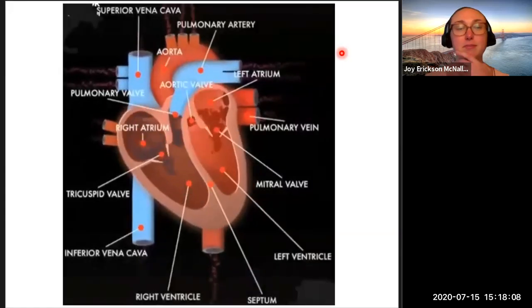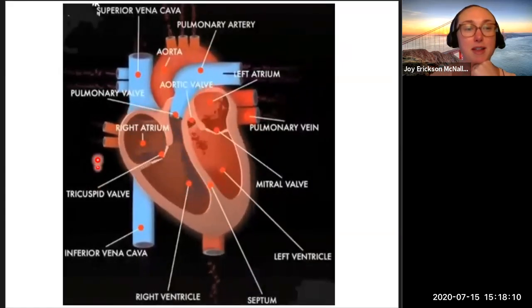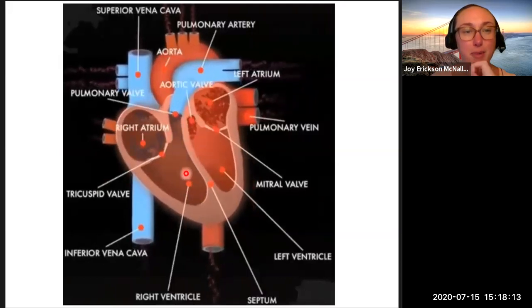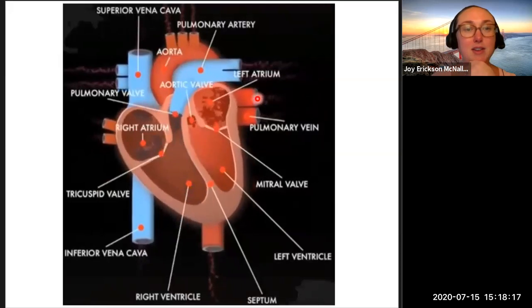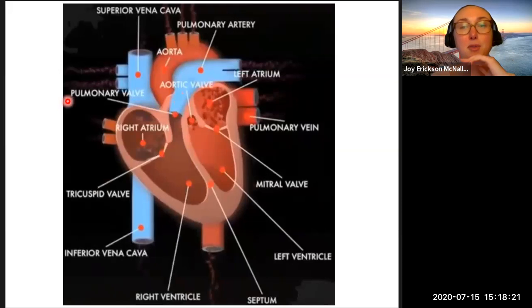Oh, there it goes. So you can see coming in the right atrium, release to the ventricle, pumping through the right ventricle, coming back into the left atrium, flowing into the left ventricle, and then pumping through the rest of the body. So I guess it did work. So I will not post the link below.